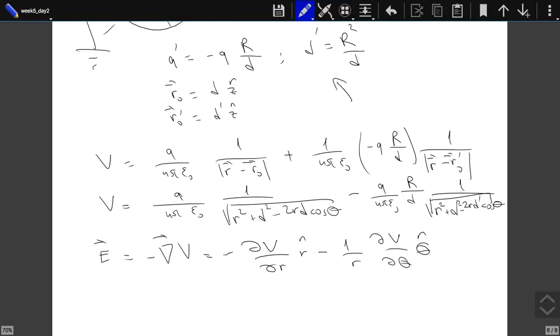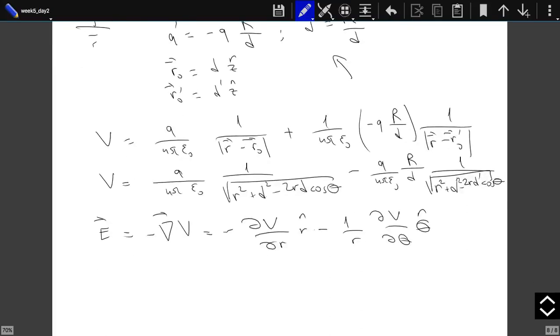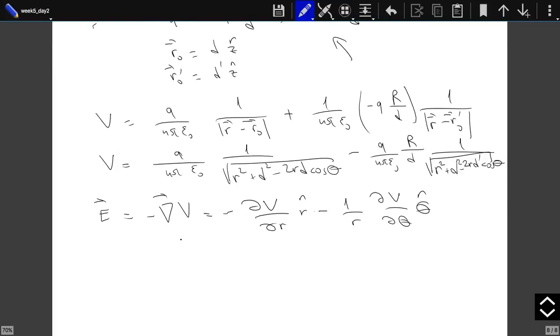Now I need to find the discontinuity in the electric field close to the surface. On the surface, the electric field should be perpendicular to the surface. The electric field lines are always perpendicular to the conducting surfaces. That basically tells me that on the surface of this conductor, the electric field only has the radial component.